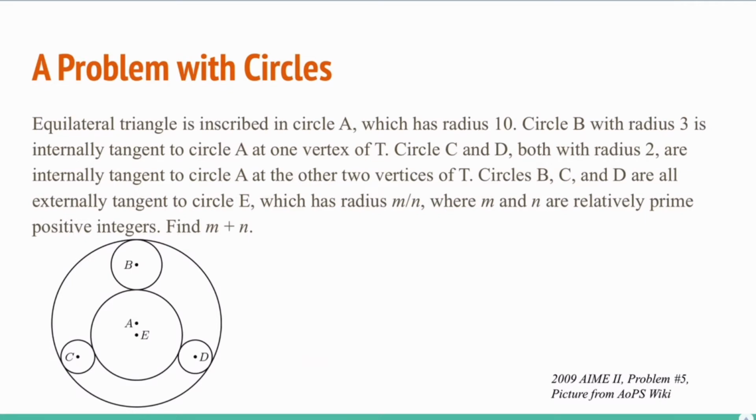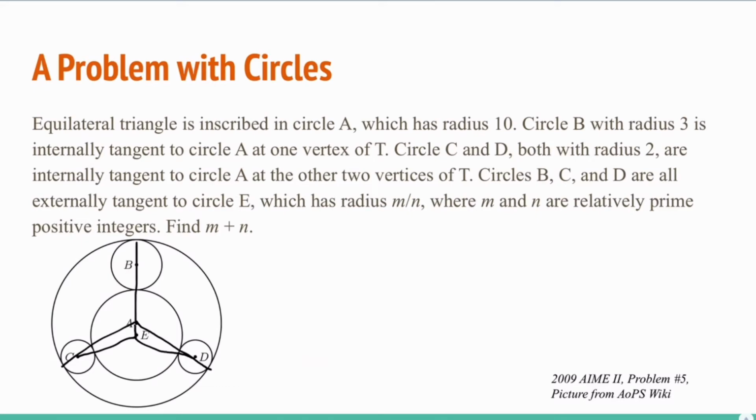Circles B, C, and D are all externally tangent to circle E, which has radius m/n, where m and n are relatively prime positive integers. Find m plus n. Before we start, let's draw many lines in this diagram. So let's draw this line, this line, this line, and from E to C, E to D, and E to A.